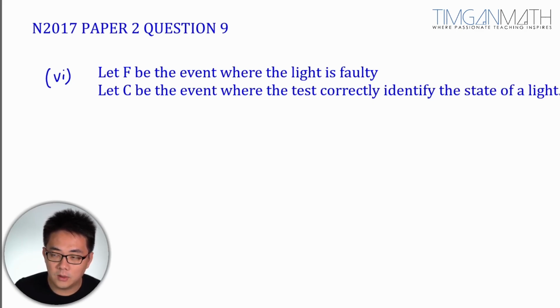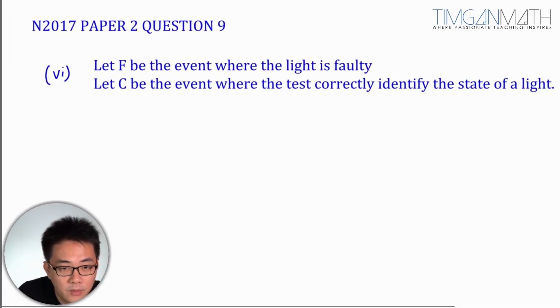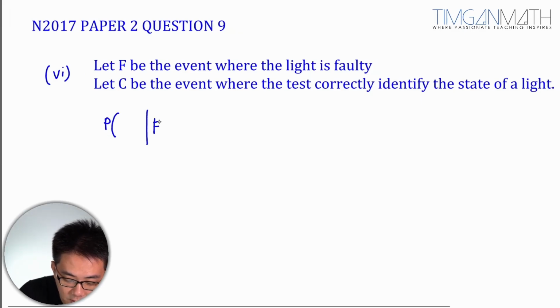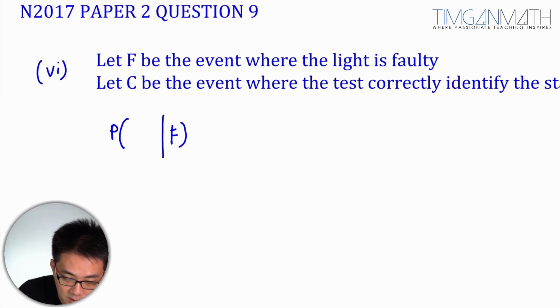Okay, so that's what we're gonna do. In this case, you're told that the light is faulty. Given that if it's faulty, there's a 95% chance that the quick test will identify it correctly. So this is a 95% chance.